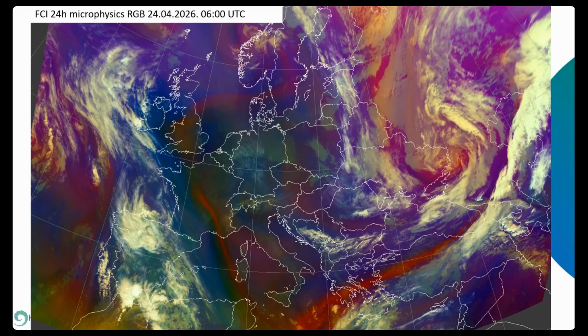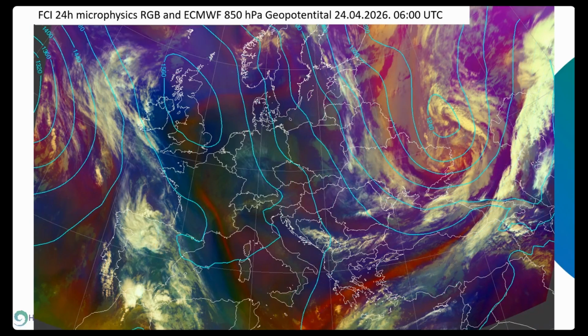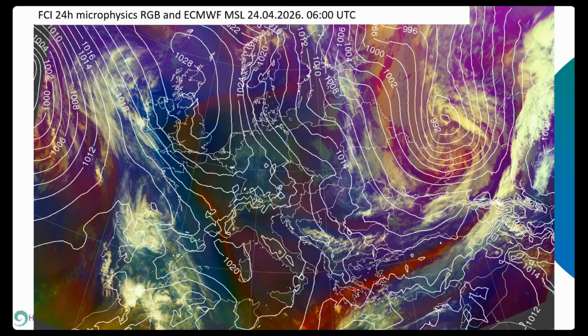In the next couple of images, I also put on top the ECMWF 500 hectopascal geopotential. So we can see a ridge here. We can see what you basically were telling on the surface, but we can also see it through the atmosphere. Also at the 850 hectopascal, and if we put on the mean sea level pressure, it's easily seen where we have the high and where we have the lows.